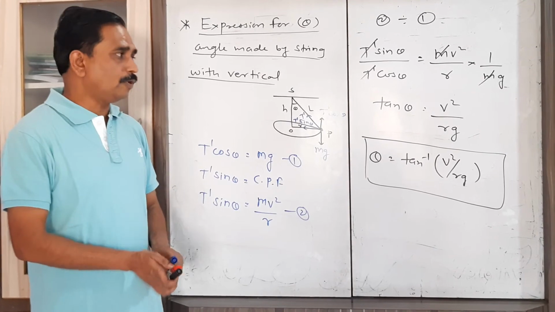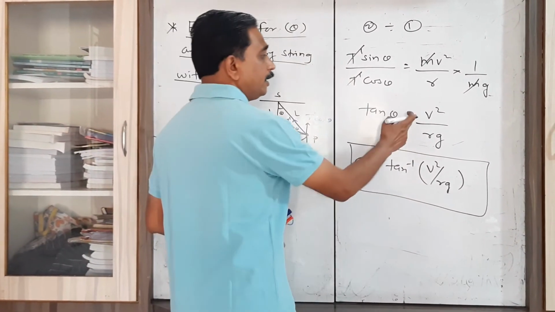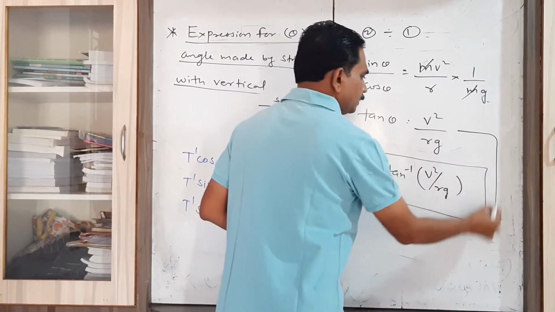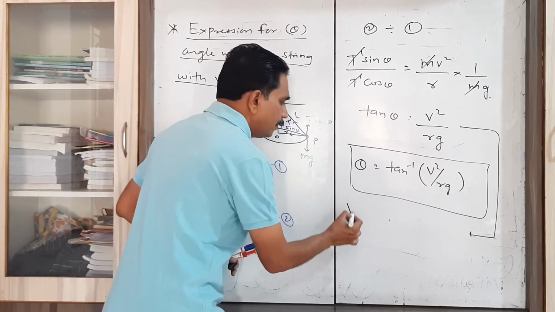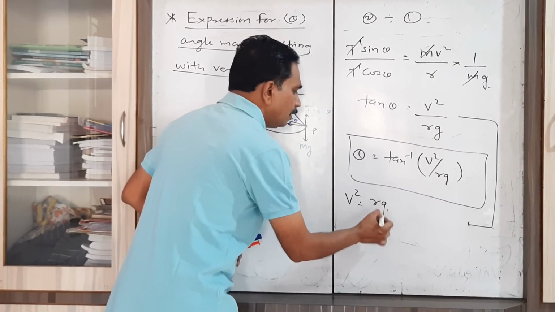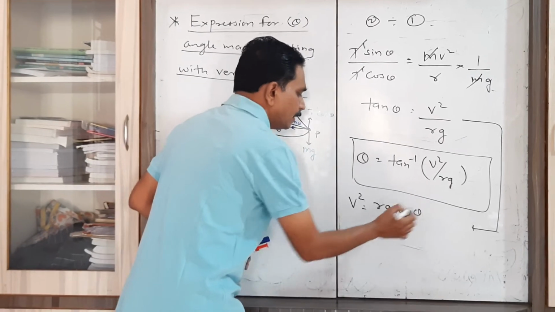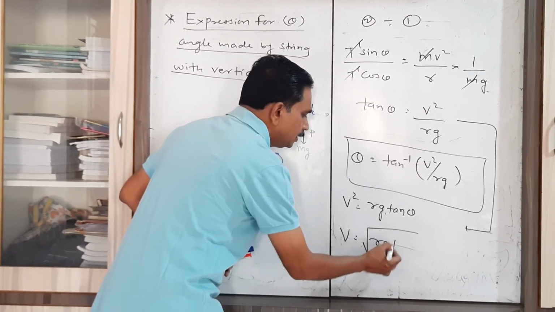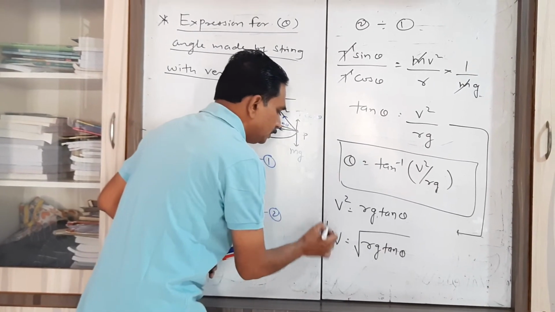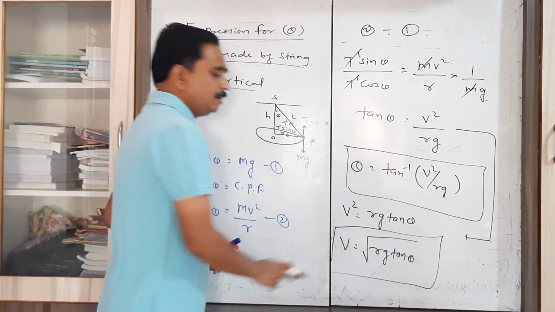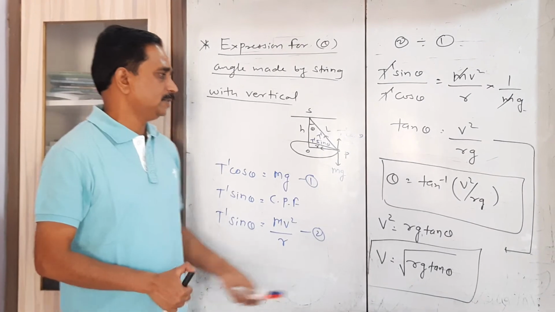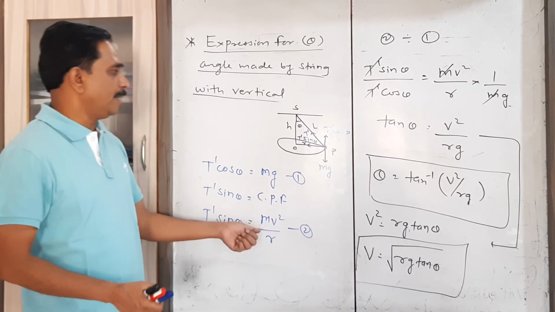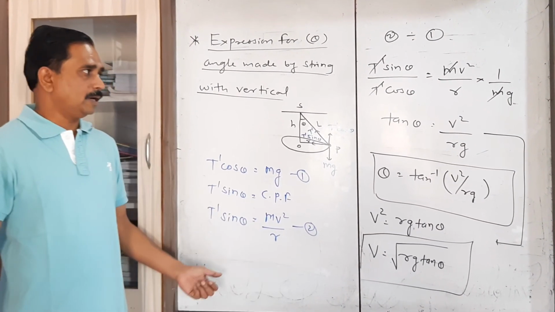So you get tan theta equal to v square upon rg, and theta equal to tan inverse of v square by rg. If you want to find the value of linear velocity, from this expression you have v square equal to rg tan theta, and therefore v equal to under root of rg tan theta. So this is the expression for linear speed or velocity, and the other is the expression for the angle made by the string with the vertical position.